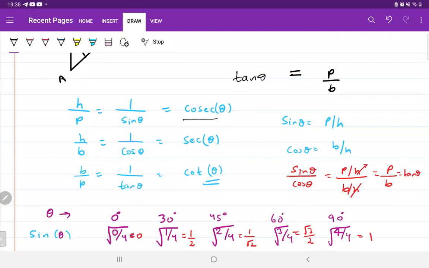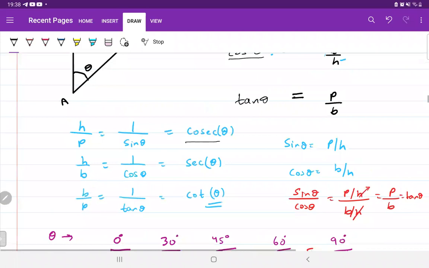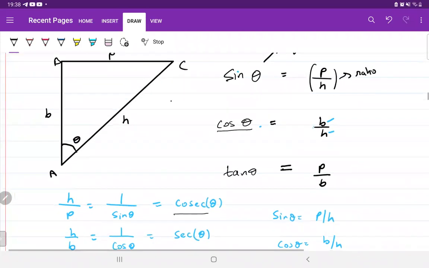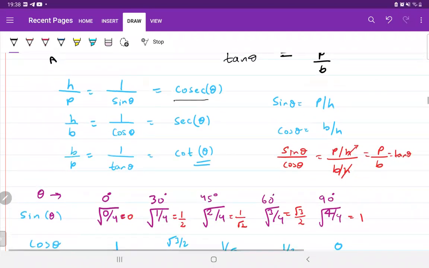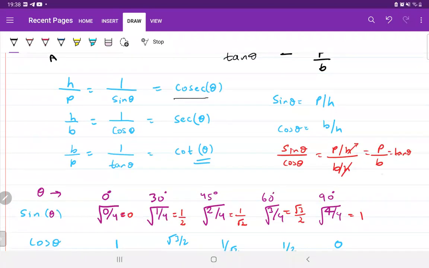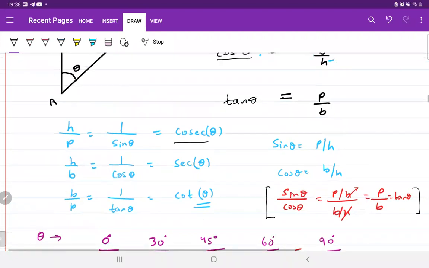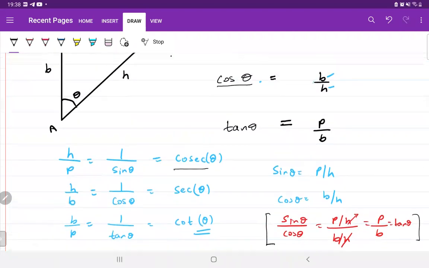If we divide sine theta by cos theta, what will we get? Tan theta. Very good. If I divide sine theta by cos theta, the hypotenuse will get cancelled and I'll get tan theta. So this is the identity: tan theta equals sine theta by cos theta. This is the first concept about trigonometry.